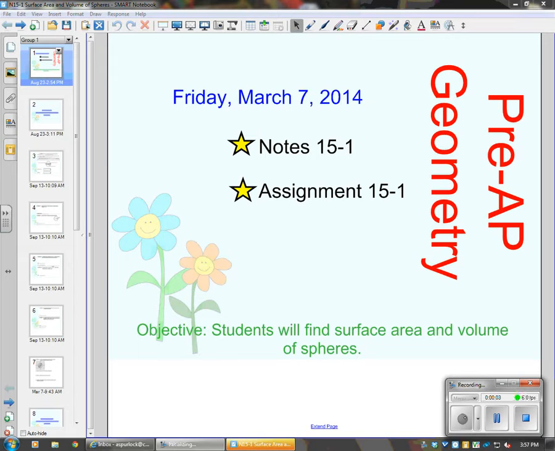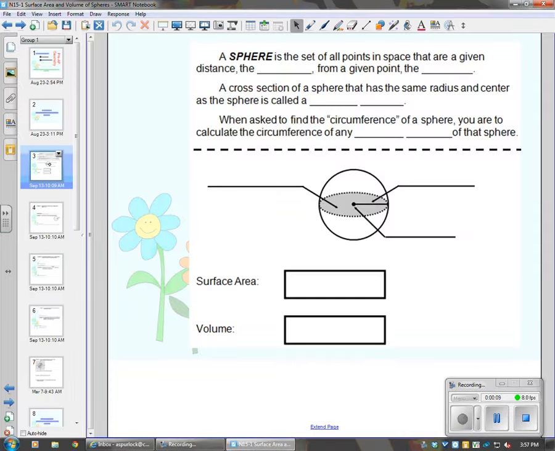This is topic 15.1. We're going to talk about finding surface area and volume of spheres. So let's go ahead and just get started here. First things first, a sphere is the set of all points in space that are a given distance, the radius, from a given point, the center.